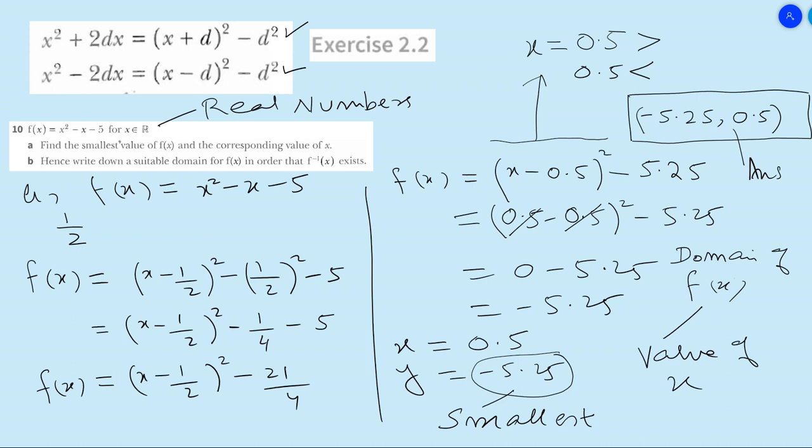What does it mean? Student, when we did chapter number 1, function, exercise 1.1, we saw that the inverse of the function exists if there is one input value and one output value. I want to show exercise 1.1 again.